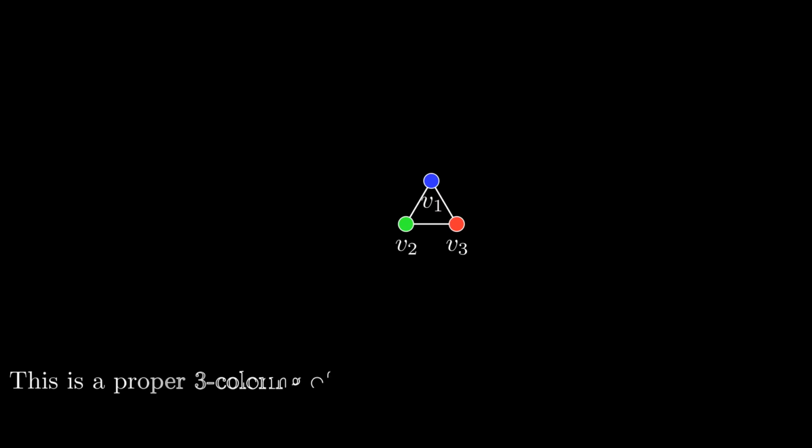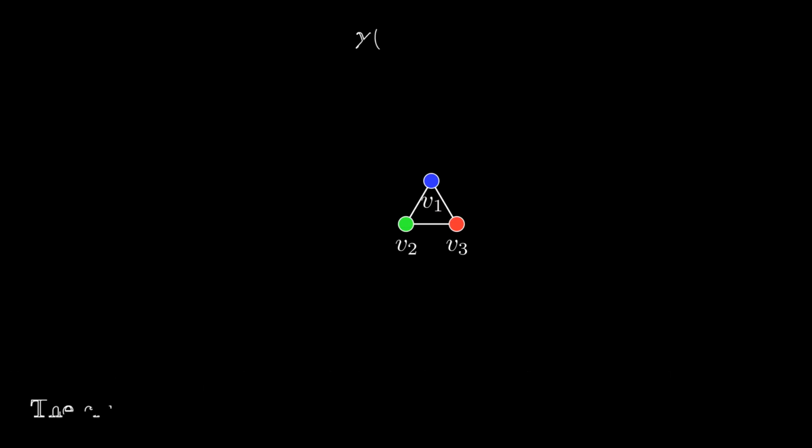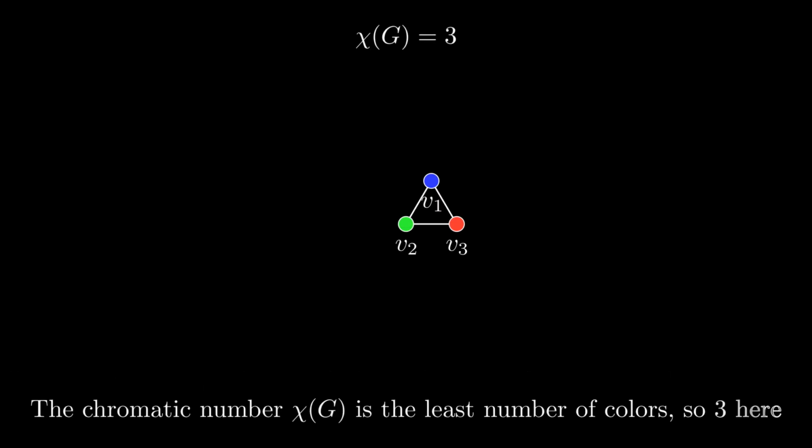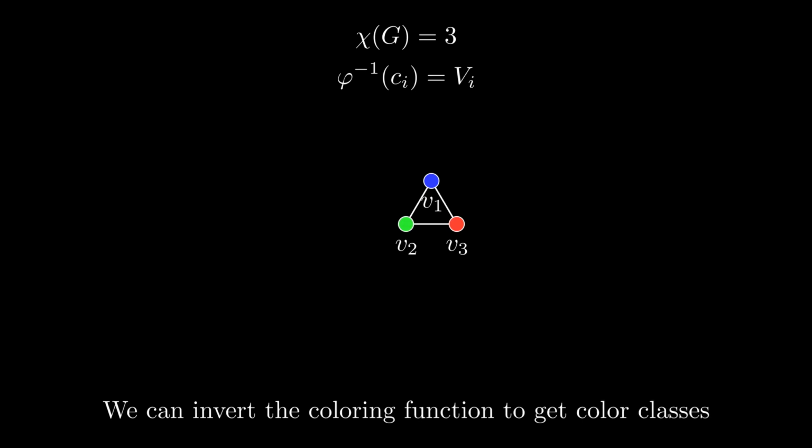This here is a proper 3 coloring of K3, and it uses the least number of colors possible. Well, somewhat obviously. That brings us to the chromatic number of a graph. For K3, that's 3. We can invert the coloring function to get color classes, which gives us the set of all vertices having a certain color.